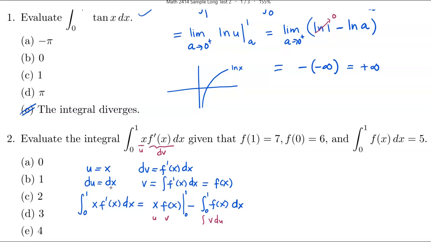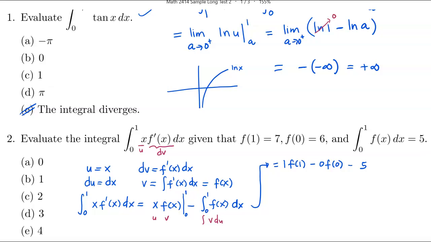All right, so now we're ready to evaluate. Okay, so let's evaluate this part here. That means we would plug in 1. So you have 1 times f of 1 minus, and then evaluate at 0. So you have 0 times f of 0, minus the expression here, and that is just given to be 5.